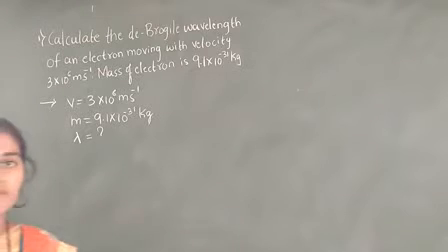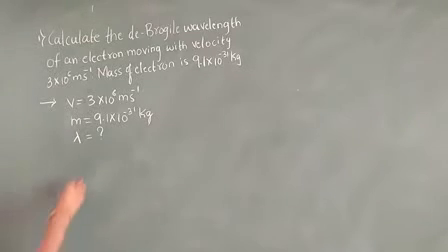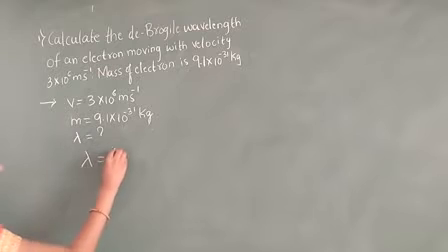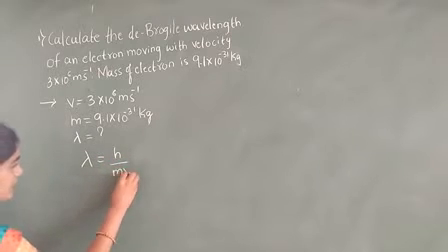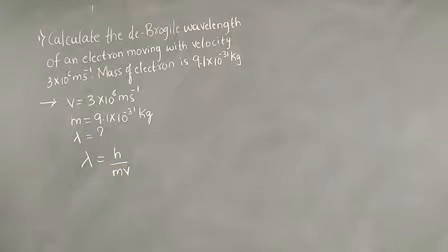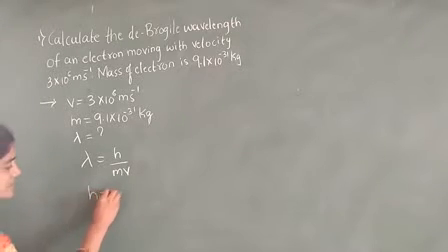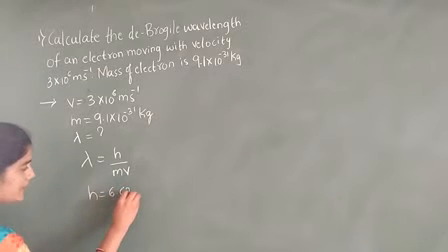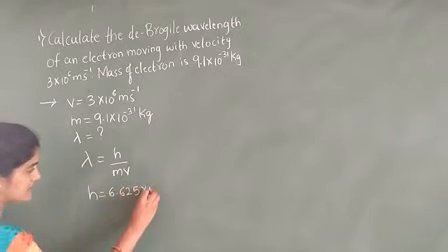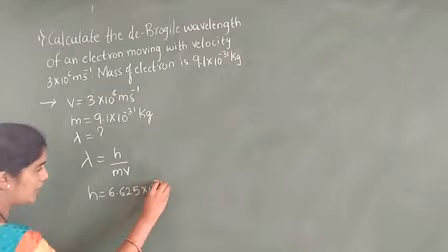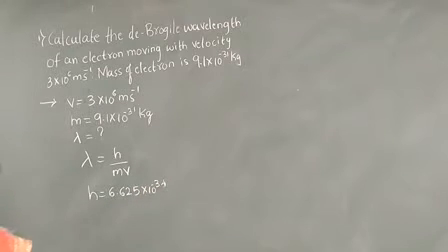Now the formula for the de Broglie wavelength, lambda is equal to h by mv. We know that h is the Planck constant. They have given the value of the mass and the v, that is velocity. Therefore h is equal to, we are taking as 6.625 into 10 raised to minus 34. Now we got all the values. Just put all the values.